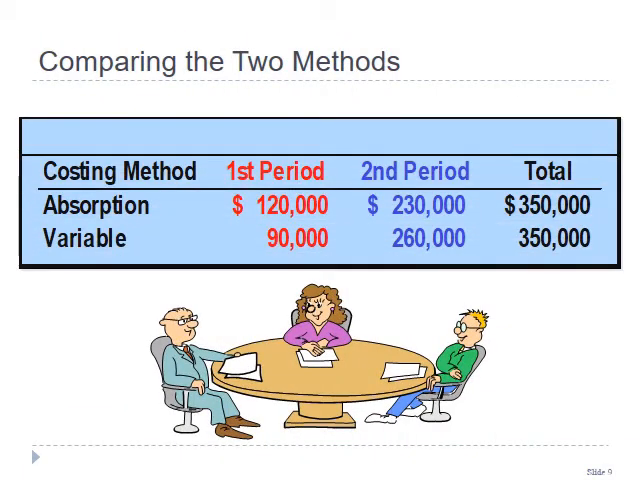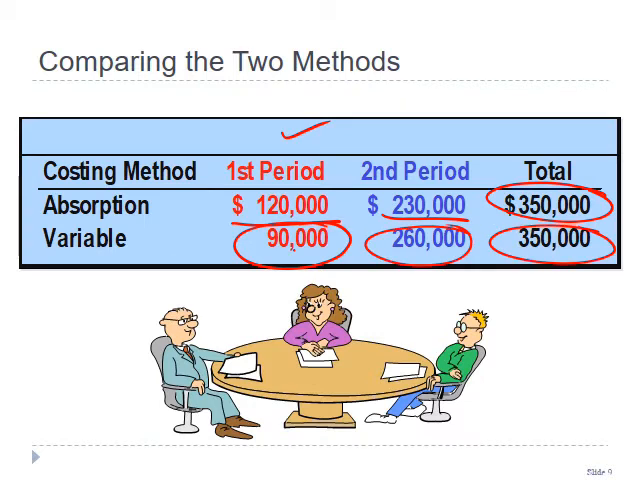So here's a very nice concise explanation. Across a 2-year time frame, both methods basically report the same total net operating income. If you total absorption costing first year income and second year income, the answer is 350,000. So the 2-year cumulative total net operating income is 350,000. Same here with variable costing, 90,000 plus 260,000, the answer is 350,000.